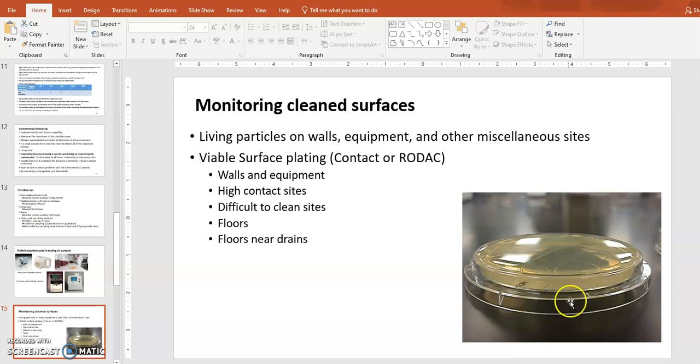And then this is called a RODAC plate or contact plate. The design of the petri dish is unique, so if you take the lid off, the petri dish is right there, and you can make good contact with the surface of a gowned up individual, or the surface of the cleaned work area. So by taking the contact sample, you can measure the amount of living things in your sample.